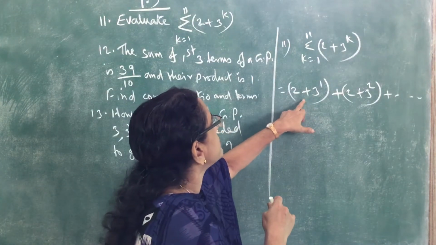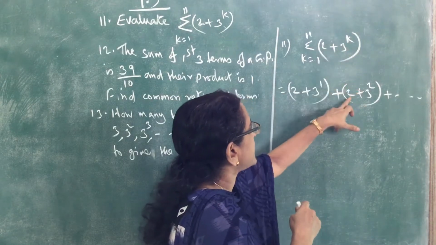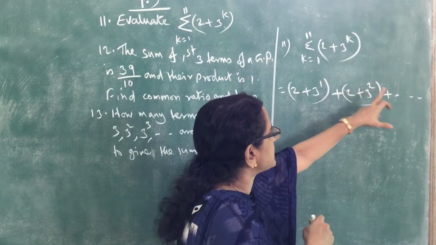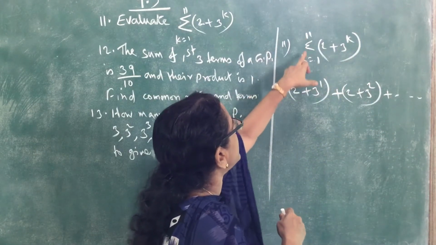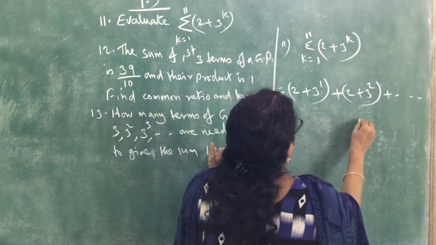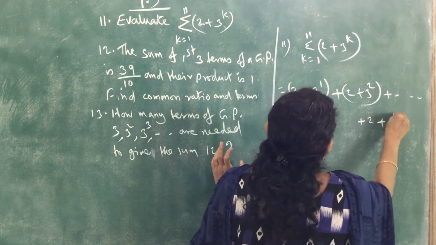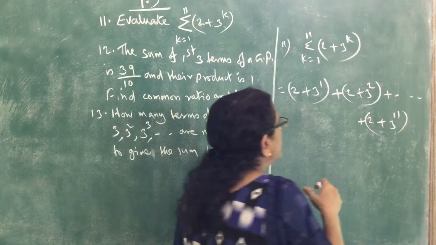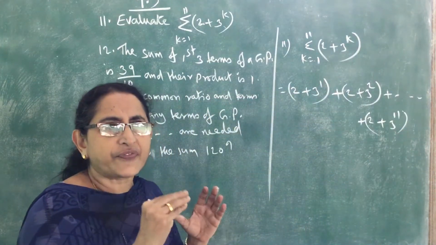Put k equal to 1, 2, 3 etc. up to 11. Then we have to add all these terms. So first term 2 plus 3 raised to 1. Second term 2 plus 3 square, plus etc. Last term, put k equal to 11, we get plus 2 plus 3 raised to 11. That is the last term. So we have to add all these. We have to find the sum.